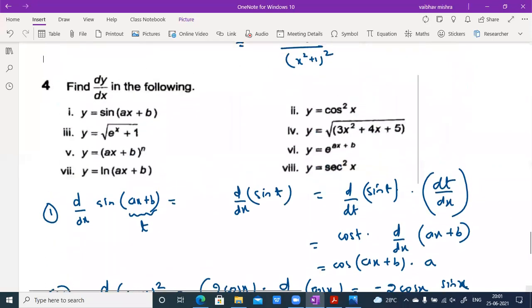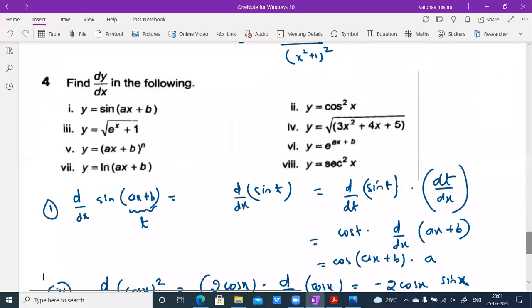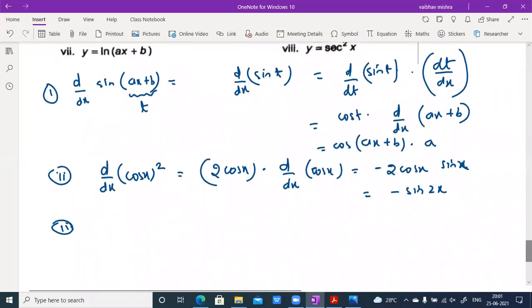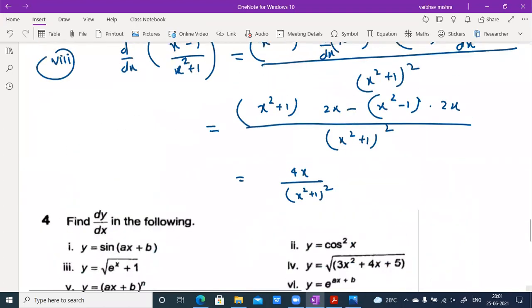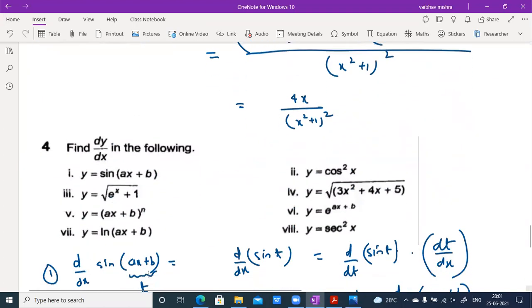Ayush, y is root of e^x plus 1. Which question? This, sir, third. Yes. Sir, can we leave? Yeah, sure. You can leave. No problem. Thank you, sir. This is the third part of third question. Sorry, fourth question. You have the DPP, you can see there also.